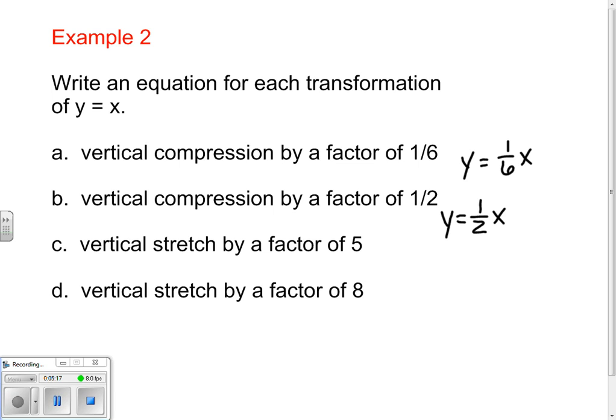Letter C, a vertical stretch by a factor of 5. We know it's a stretch because 5 is bigger than 1. It's y equals 5x. And letter D, a vertical stretch by a factor of 8 is y equals 8x. You know y equals mx plus b. The values we just added there are the slope. So stretches and compressions take a graph vertically and either pull it or compress it. And when that happens, the graph ends up becoming steeper or flatter, depending on whether it was a stretch or a compression.